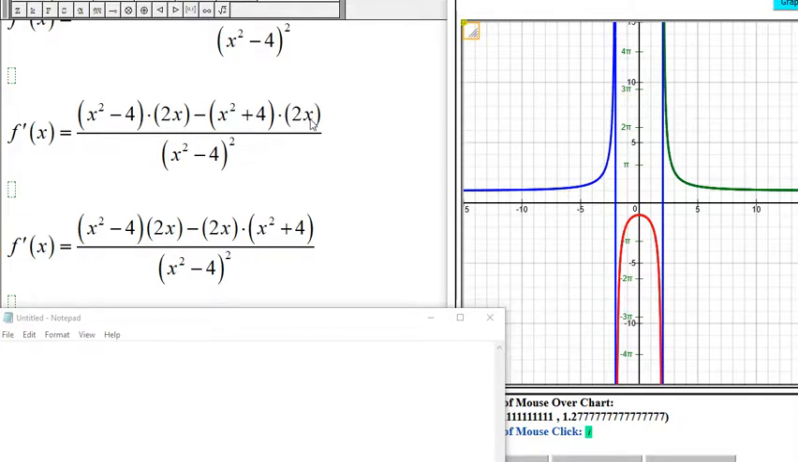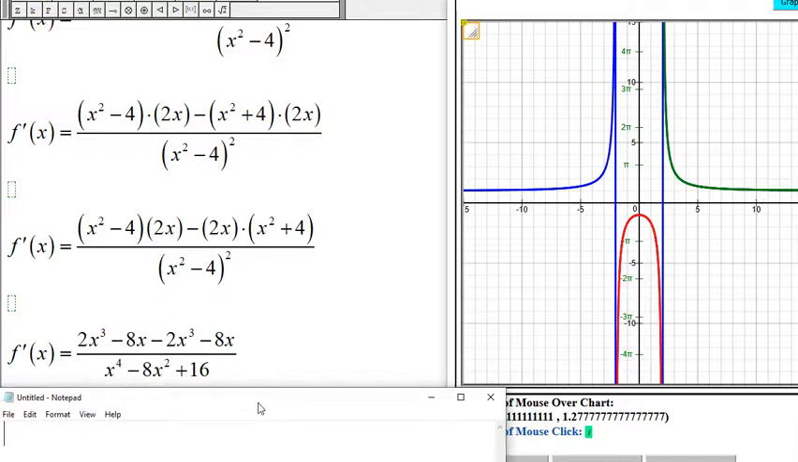Now let's put this 2x in front of the parentheses, so it's easier to multiply. 2x times x squared is 2x to the third. 2x times 4 is minus 8x. Minus 2x times x squared is minus 2x to the third. And then minus 2x times 4 is minus 8x.